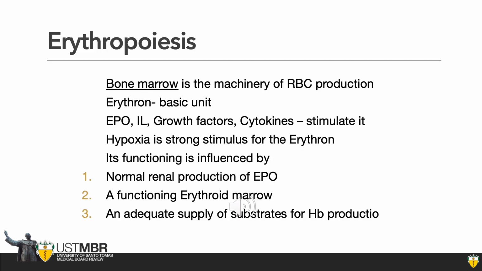Okay, let's go to some basics. The process of RBC production is called erythropoiesis and it occurs in the bone marrow. Erythron is the basic unit of the bone marrow, which are the precursors of red blood cells. Now, to make red blood cells, you will need erythropoietin, which is the regulatory hormone, interleukins, growth factors, and some cytokines. The main stimulation of erythropoiesis is hypoxia. All of this influence the production of red blood cells.